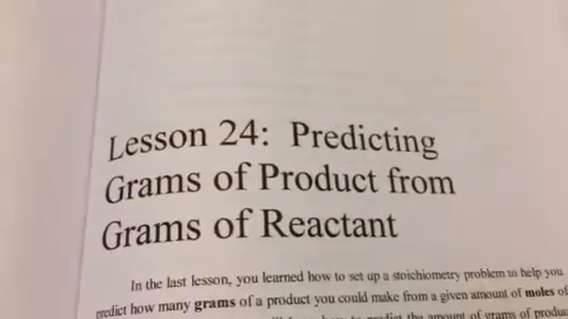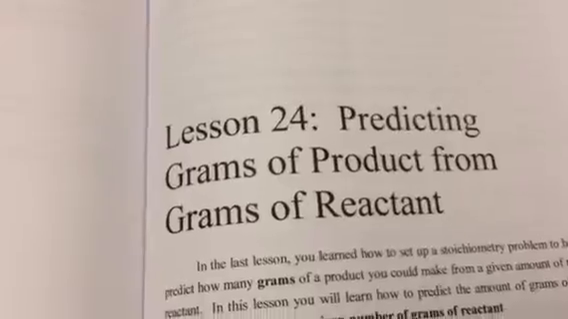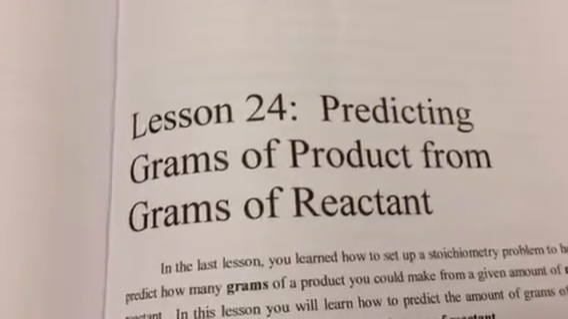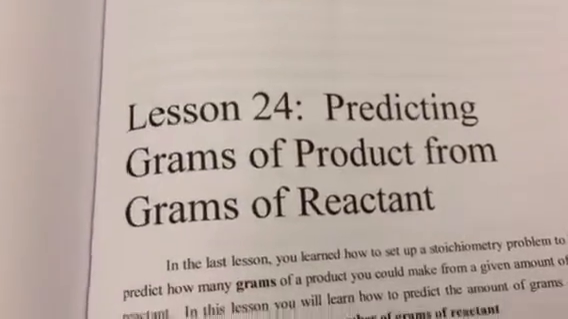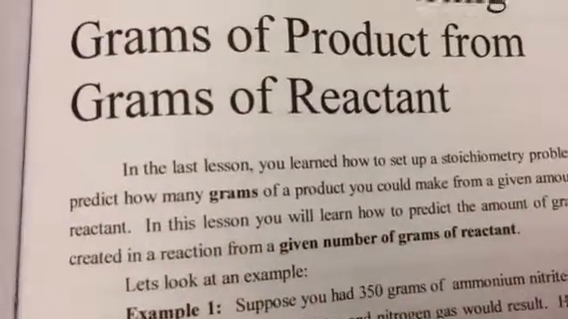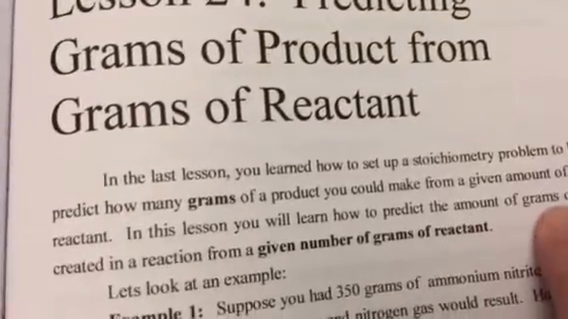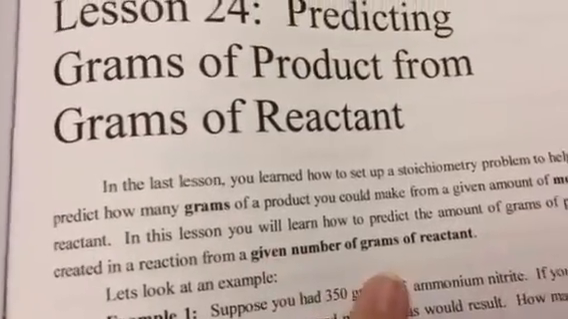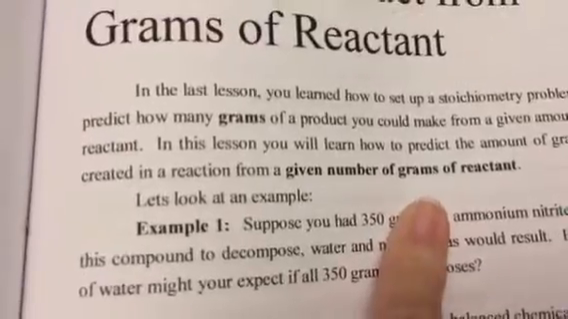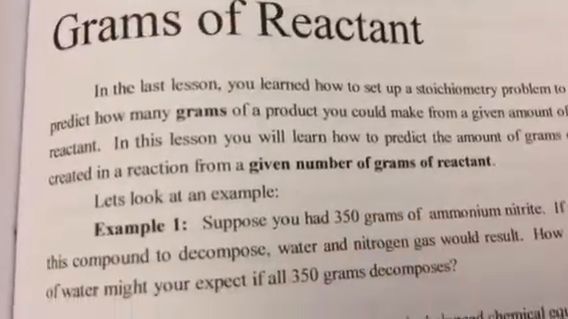Welcome to lesson 24, predicting grams of product from grams of reactant. In lesson 23, we learned how to predict how many grams of a product we could get from the amount of moles in a reactant. Now we're going to learn to predict the amount of grams of a product from a given number of grams in a reactant. And if you can say there's another step, you are right. So let's look at our example.